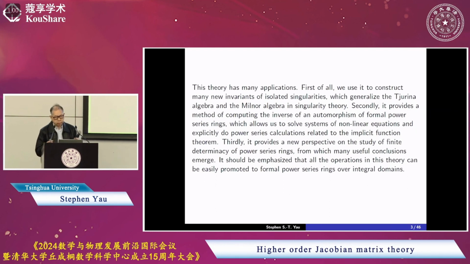So this high-order Jacobian matrix involves high-order derivatives. From this, we will construct many invariants of the singularities involving high-order derivatives. This is the first time, because all the previous invariants involve the first derivative. And also using this high-order Jacobian matrix theory, we can construct the inverse of a mapping. So we will see that also later.